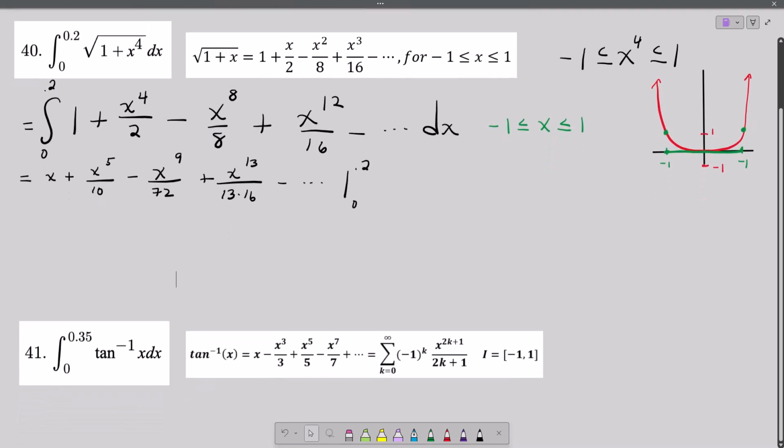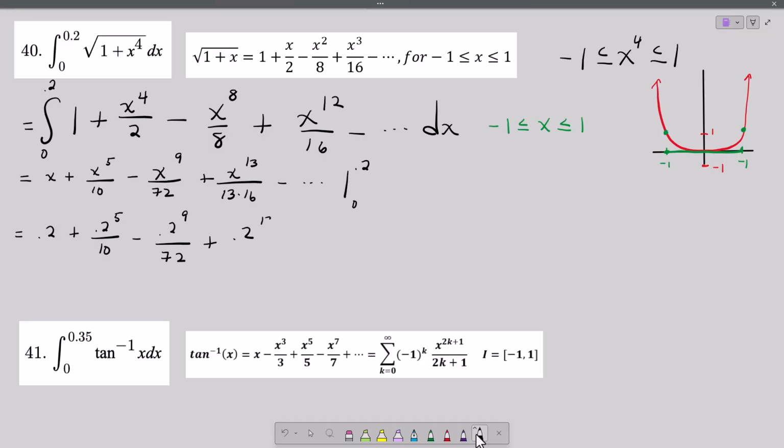Okay. Now we plug in our upper limit. We get 0.2 plus 0.2 to the 5th divided by 10 minus 0.2 to the 9th divided by 72 plus 0.2 to the 13th divided by 13 times 16 minus etc. And then we subtract off evaluated at 0, but when you evaluate it at 0, you get 0. So minus 0 here, if you want.